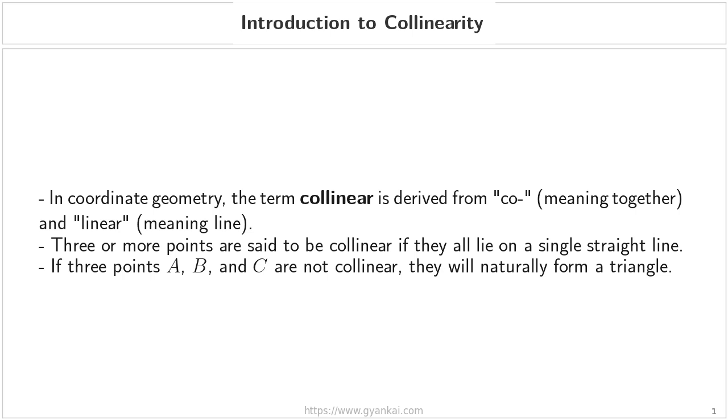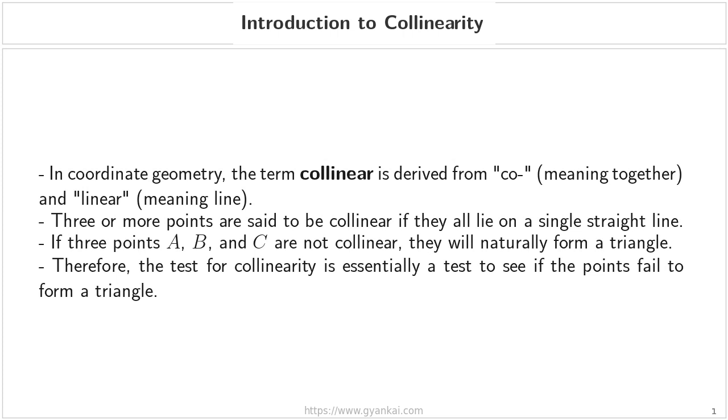Now, here is a helpful way to visualize this. Imagine you have 3 points, let's call them A, B, and C. If these points are not collinear, meaning they don't sit on that same straight path, they will naturally spread out and form the vertices of a triangle. Because of this, you can think of the test for collinearity as a way of checking if these points fail to form a triangle. As we move through the next few slides, I will show you the mathematical principle we use to prove whether these points stay on a line or break away to form a triangle.